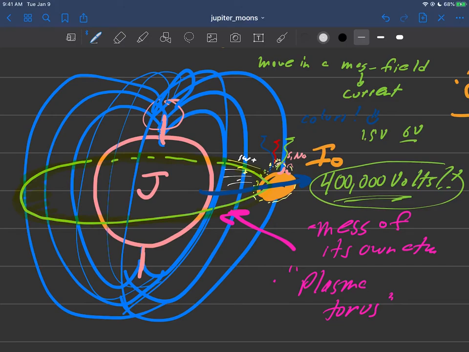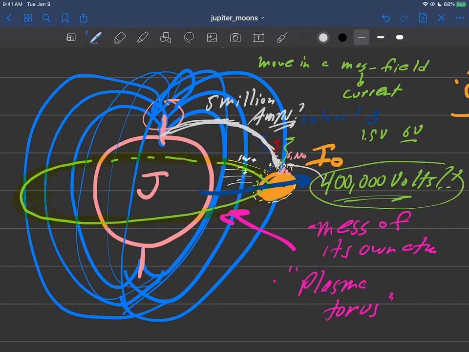Remember that current that was supposed to make the light bulb light up in this simulation? A current starts to flow here between Europa and Jupiter. Something like this is the current in here, pushed to the tune of 400,000 volts and actually 5 million amps.